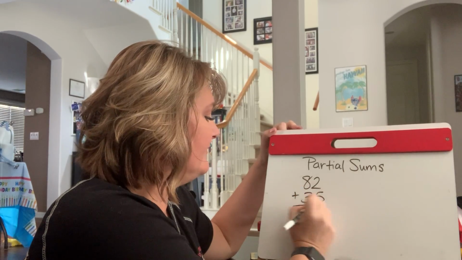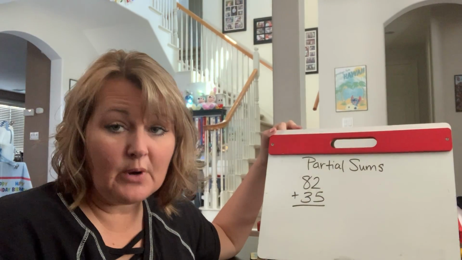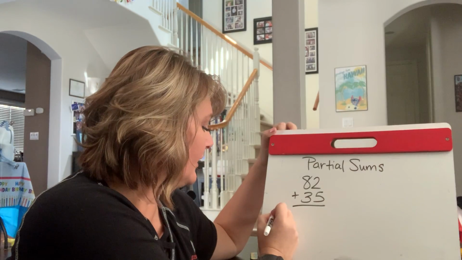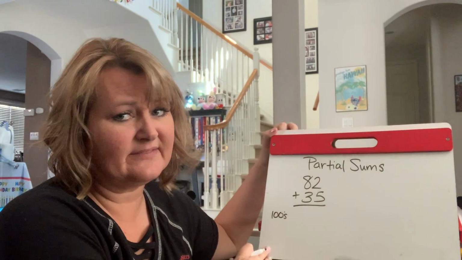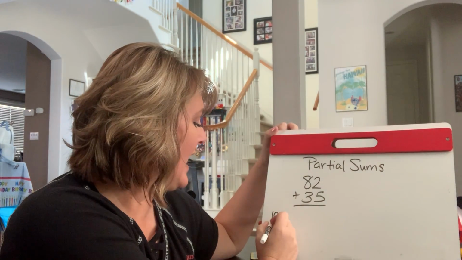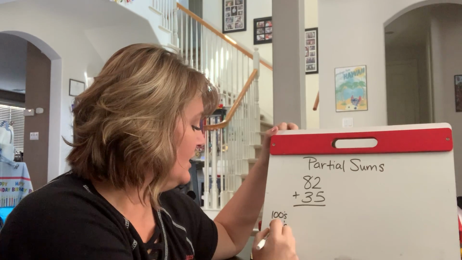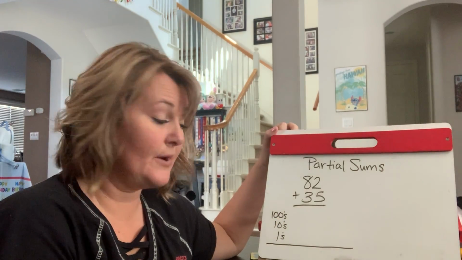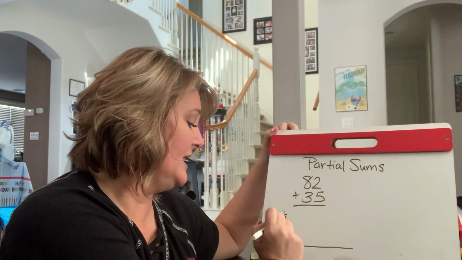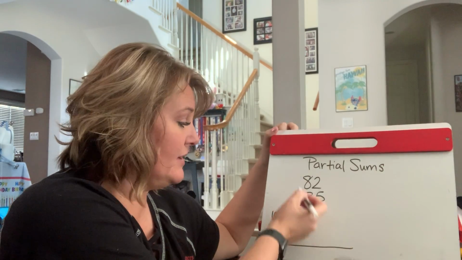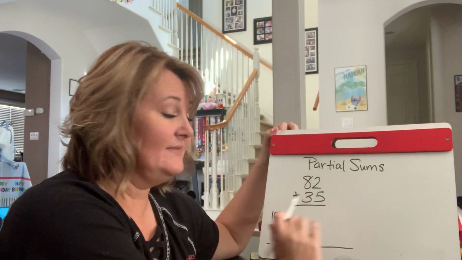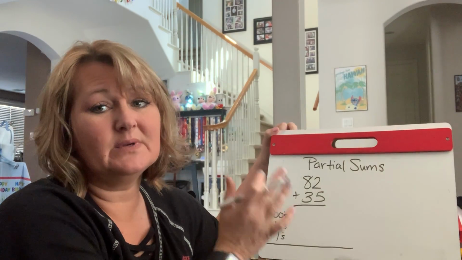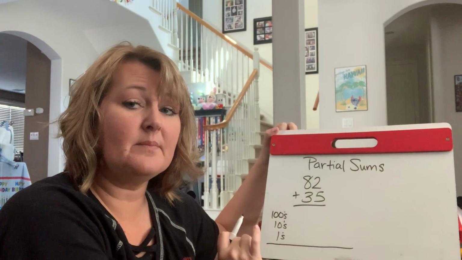So let's say we were doing 82 plus 35. In order to do partial sums, we need to look for our hundreds, your tens, and your ones. You don't have to always write these. I'm just doing them now to show you how we are lining things up. So, do we have any hundreds? No. That won't apply this time, right? There's no hundreds, so I'm going to leave that blank. I'm not going to put in zeros. I don't want to confuse myself.